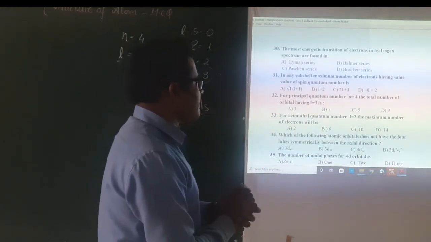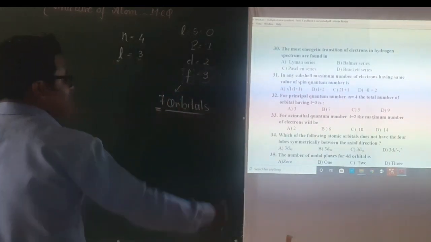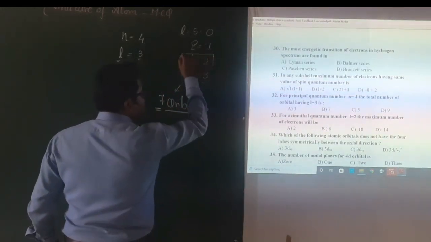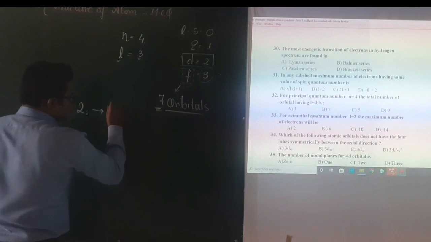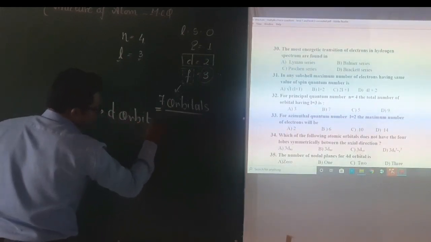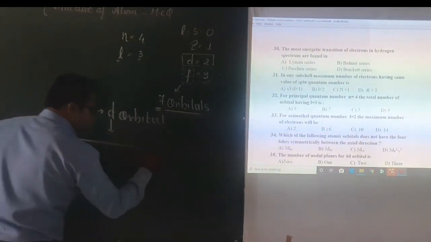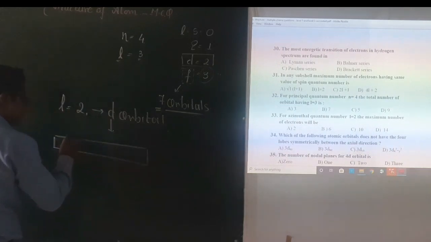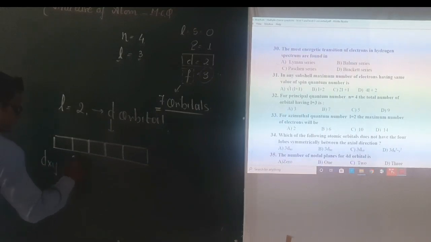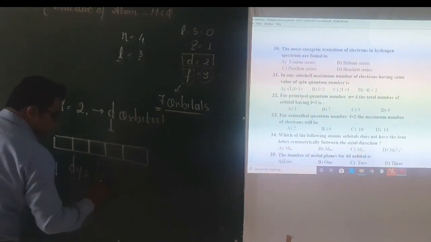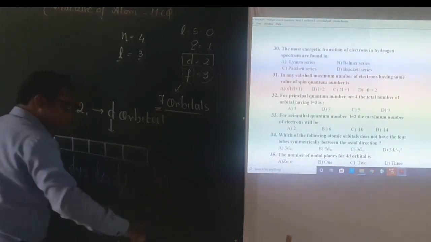For azimuthal quantum number L equal to 2, the maximum number of electrons will be? So, L is equal to 2. That means it is going to be the D orbital, or D subshell. So, we have 5 D orbitals over here. What are the 5 D orbitals that we have? 1, 2, 3, 4 and 5. So we have dxy, dyz, dzx, dx squared minus y squared, and finally dz squared, right?